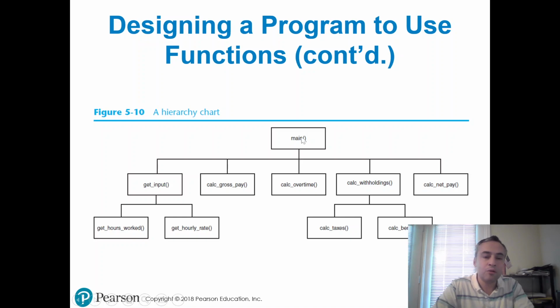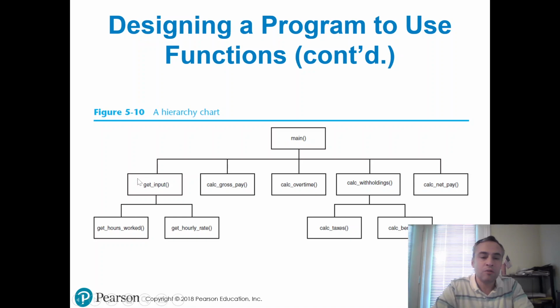So, the main logic of the program, and I guess you read it from left to right: get input, calculate gross pay, calculate overtime, calculate withholdings, calculate net pay. So from just reading this, you can already tell what your program is doing. The main function is for that.